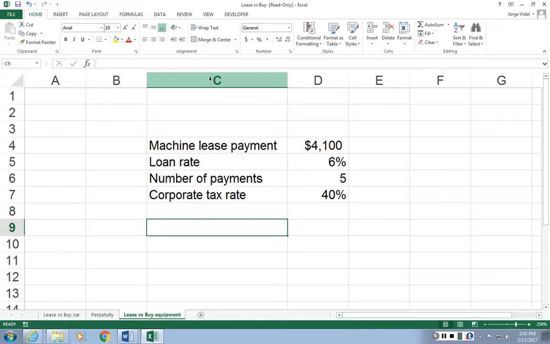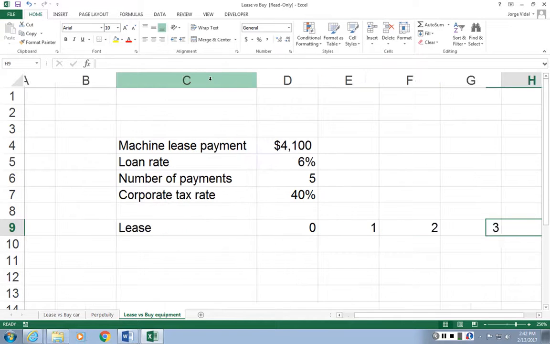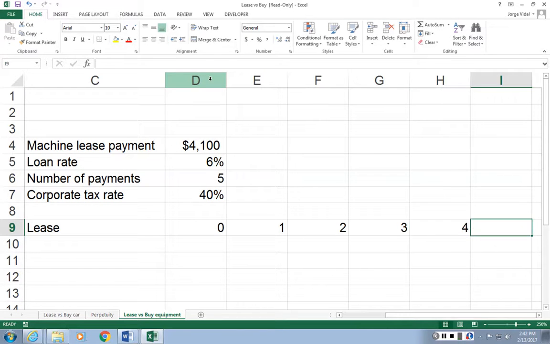So let's do the option of a lease right here. And then we'll do this for how many payments? It said 5 annual lease payments. So let's do 0, 1, 2, 3, 4, and 5. And it'll be the same thing for the loan payments.